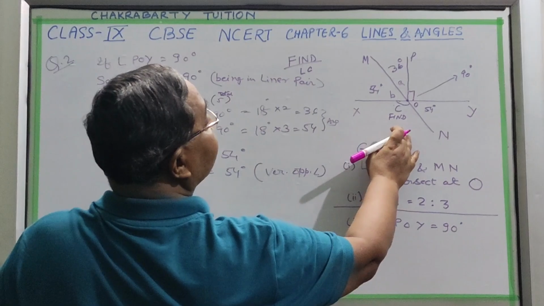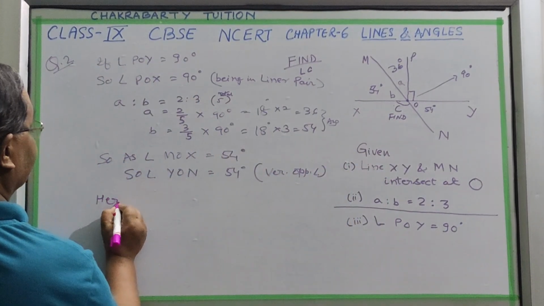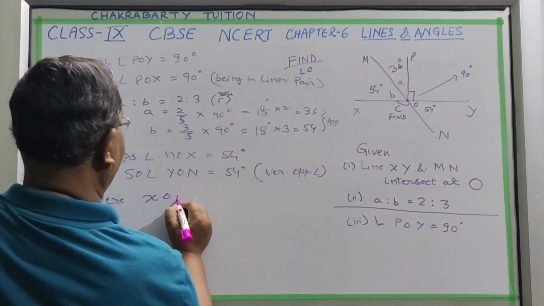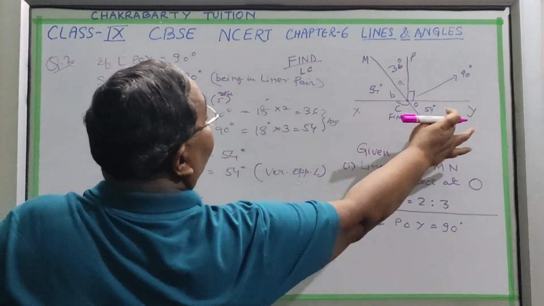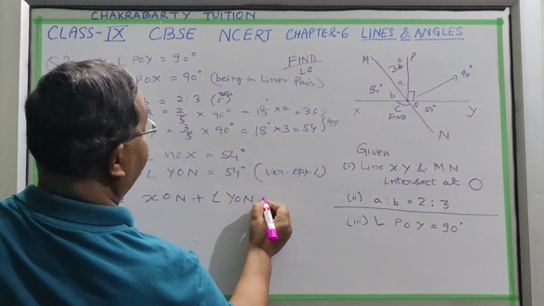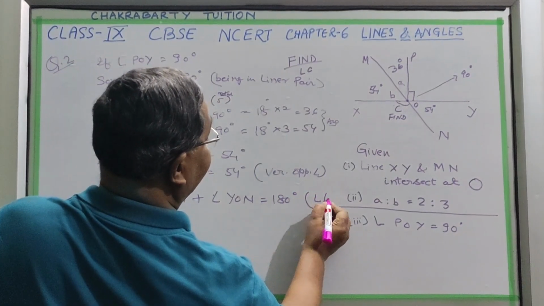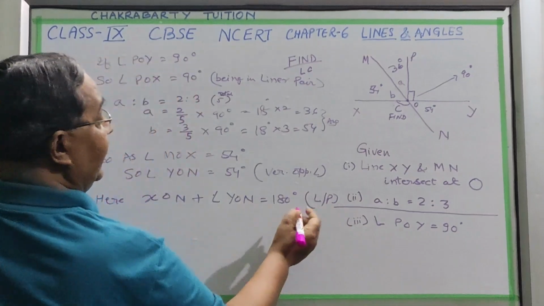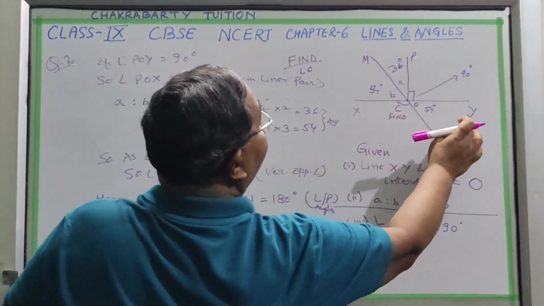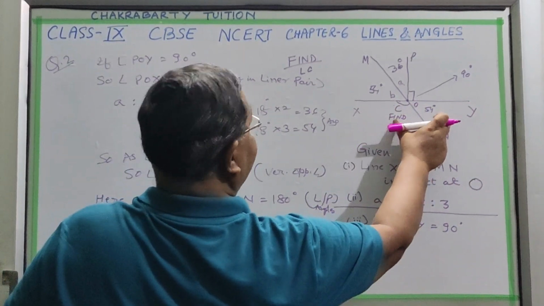Now you have to find C. Here what happens? Here XON plus YON are equal to 180 degrees, linear pair. These are linear pair angles because this XY is a line. XY is the line, so these are the linear pair.